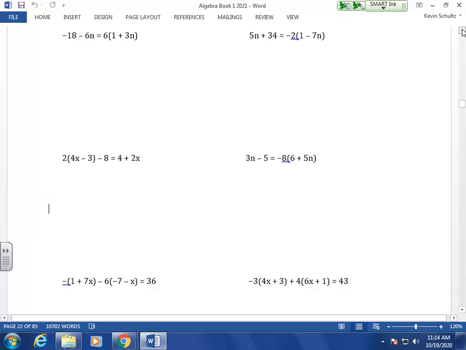So for this first one, n equals -1. You distribute on the right side, find that you got n's on both sides. You use opposite operations to move things around, and n equals -1. Over here, n equals 4.